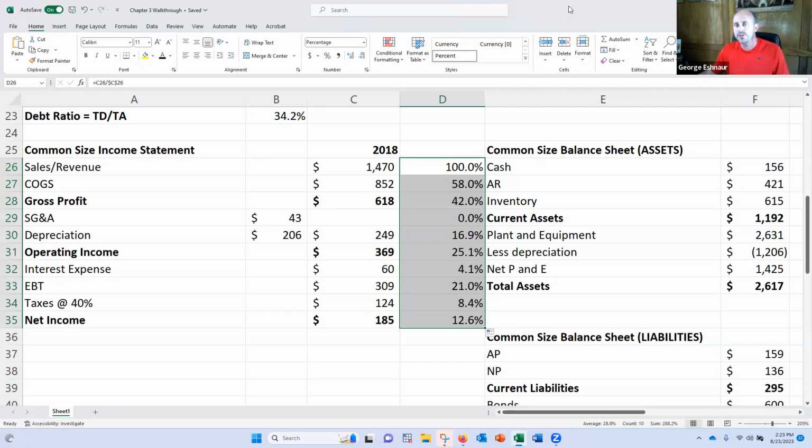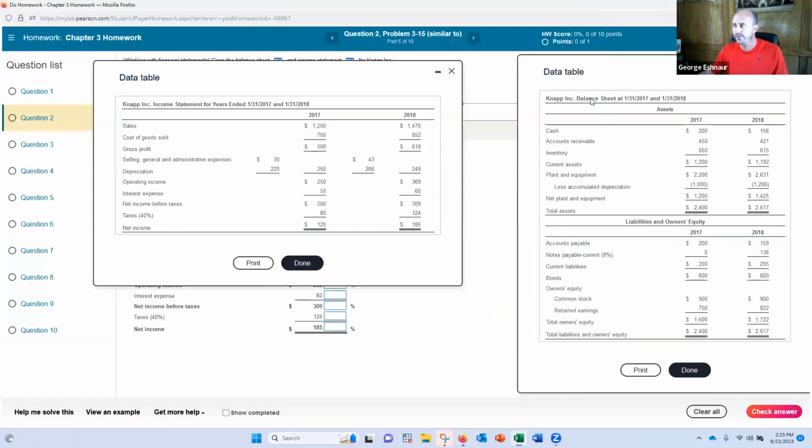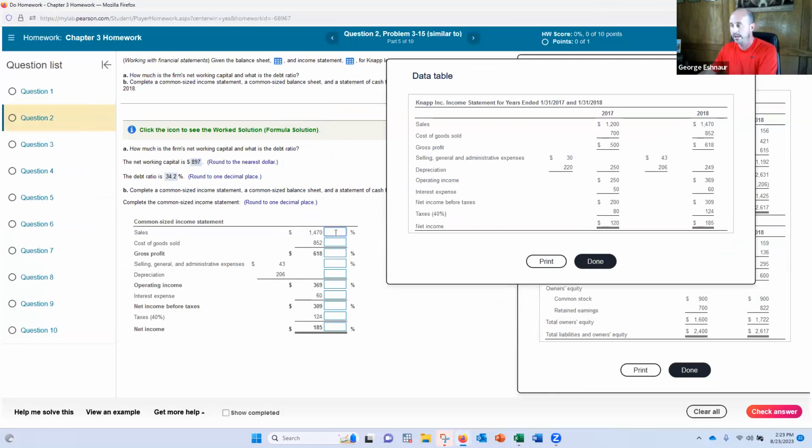Okay. So this is why we want to be able to use Excel. And as we see here, then we just go through and input, I'll type these in real quick. 58.2.